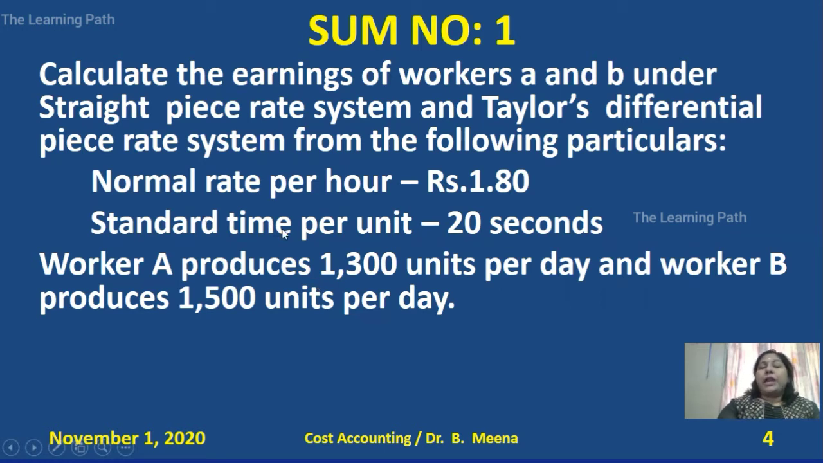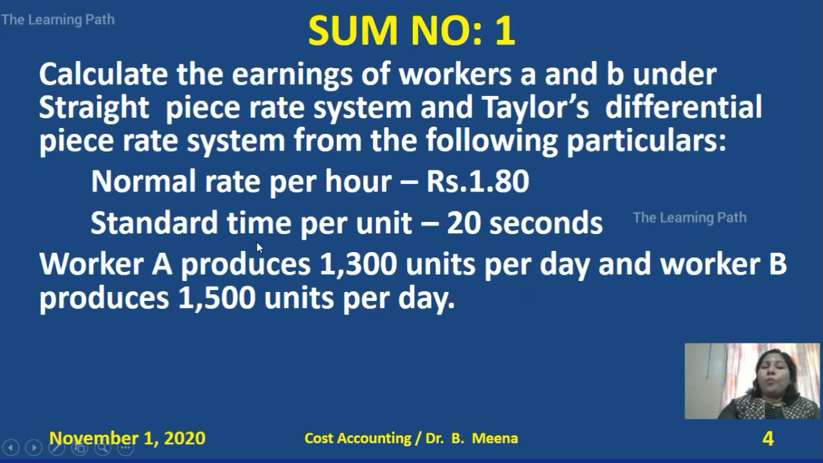Once we calculate the standard output for 8 hours, then we'll compare with the actual output of A and actual output of B. The actual output is available here. The actual output is given in the problem. Usually the problem will have the information about the actual output. The only thing is we need to look into the problem whether the standard output is given.